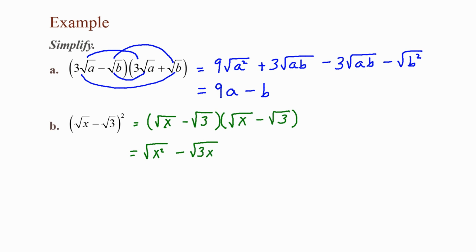negative square root of 3 times the square root of x, which is the negative square root of 3x, and then the negative square root of 3 times the negative square root of 3, which is a positive square root of 9. Square root of x squared is x. Negative square root of 3x minus the square root of 3x is negative 2 square root of 3x, plus the square root of 9 is 3. Final answer, x minus 2 square root of 3x plus 3.